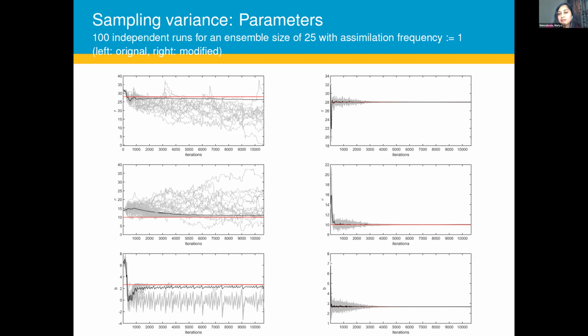And as you can see, the contrast between using the original dynamics and the modified dynamics is pretty sharp. And also there's a bias with the results in the original case. This would most likely go away with a higher ensemble size, but it does not seem to be an issue when using the modified dynamics.